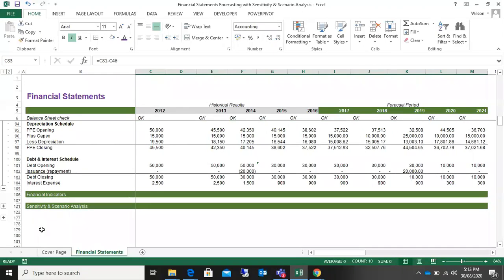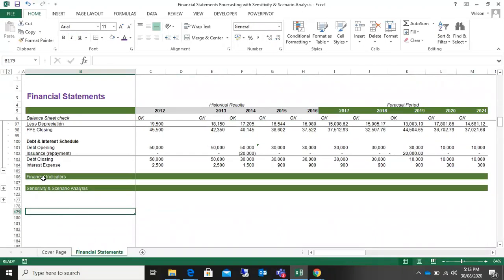Now, where we did not work on is, of course, financial indicators, sensitivity, and scenario analysis. Actually, in the last class, we did sensitivity analysis, but we didn't talk about scenario analysis.